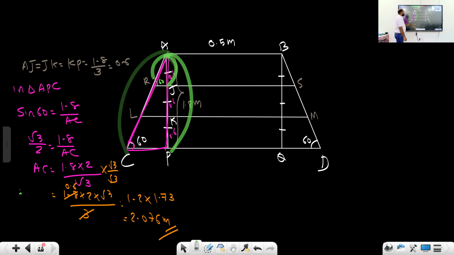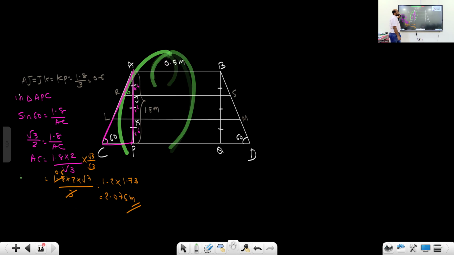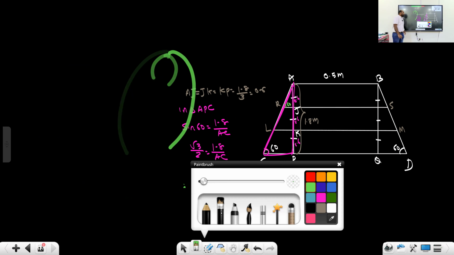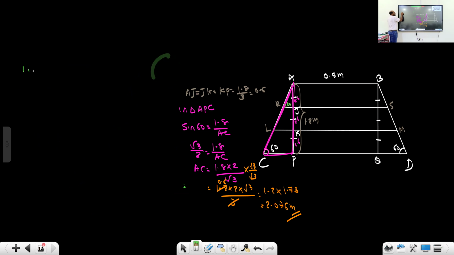They are asking AR, no? Both you can try. In triangle ACP, I'm using BPT. In triangle ACP, RJ parallel CP. When I'm saying this, you should check the diagram. RJ parallel CP.